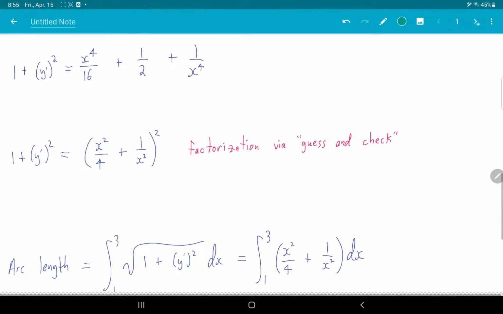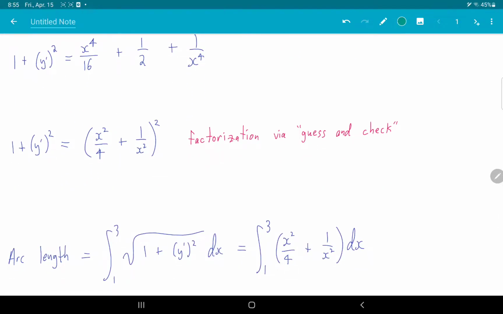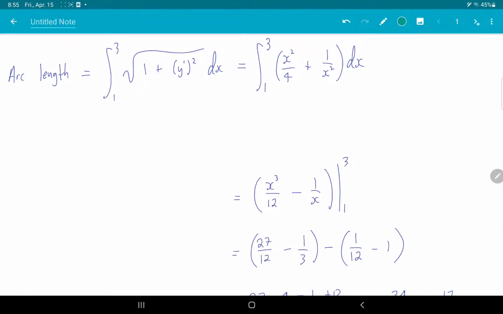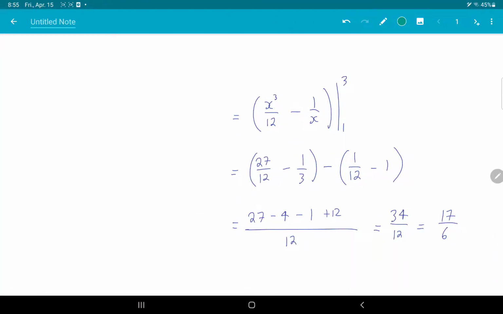Okay, now I can form my integral. So arc length is, well, here's my definition, or my formula rather. I already worked out 1 plus y prime squared, so I just plug it in there. And then this square root here cancels this power of 2 here. All right, so again, we've cooked up a nice example that comes out nicely. And there's nothing left to do except grind out the details, which I do right here.